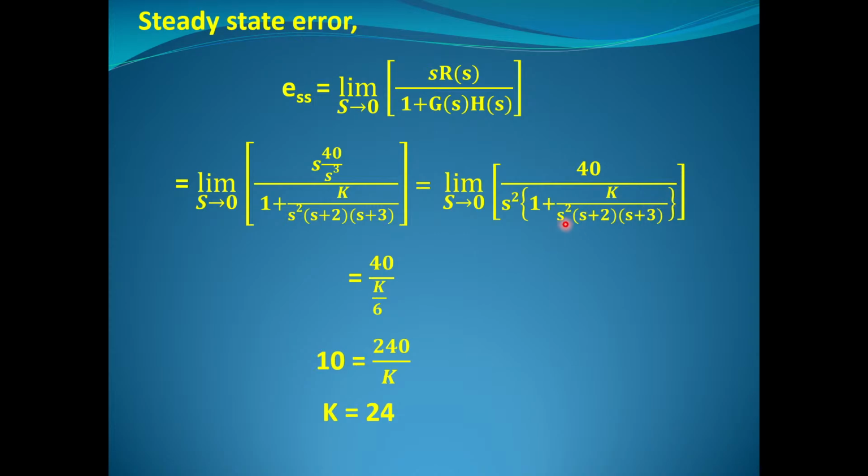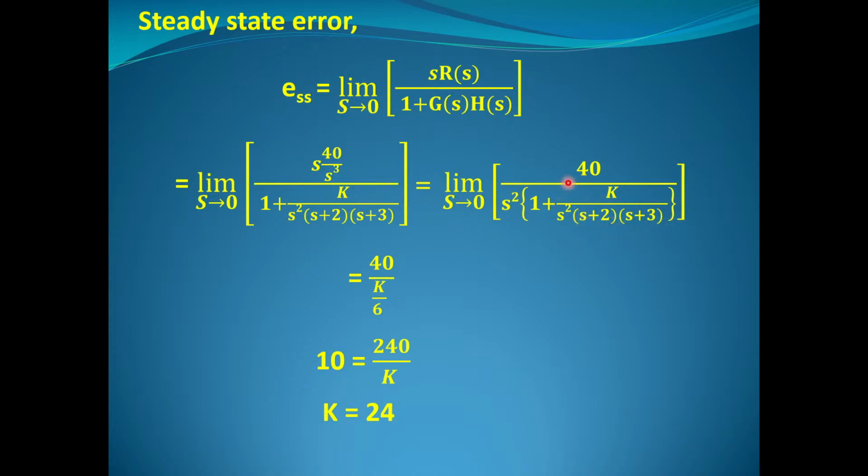If you want, I will write one more equation. It's your call. You have to write the exam, so you have to solve it. So one more step you can write on your own. Simply multiply s square within this flower bracket, and you will get s square plus k into s square by s square into s plus 2 into s plus 3. K into s square, here denominator s square, the s square cancels. So s square plus k divided by s plus 2 into s plus 3 you will get.